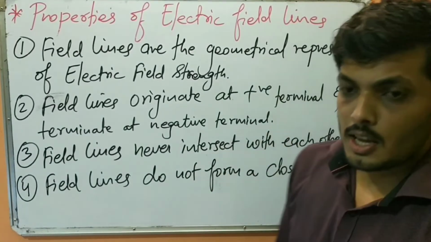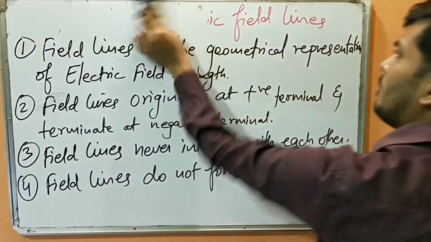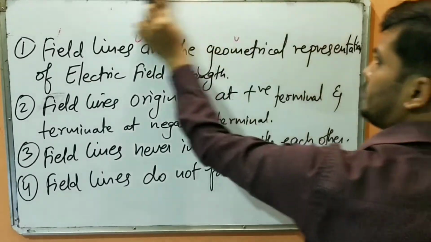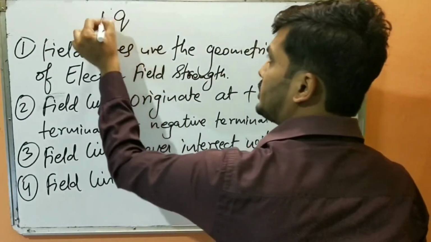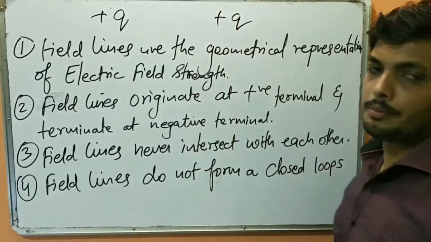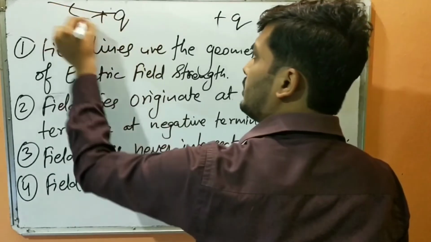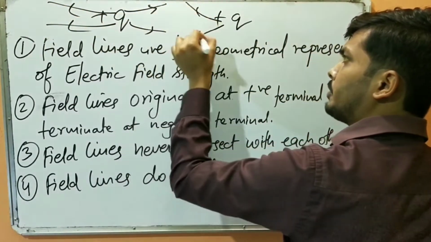Electric field lines do not form a closed loop. I'll show it here. Now, what is a loop? A loop is a closed path traced by a body. Now, suppose there is one charge plus Q, and there is one more charge minus Q, or I'll take this plus Q only. So these electric field lines will be radially outwards from here as well as from here, and from here as well as here.